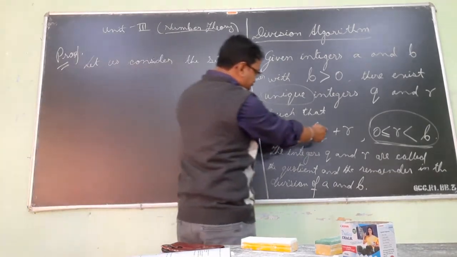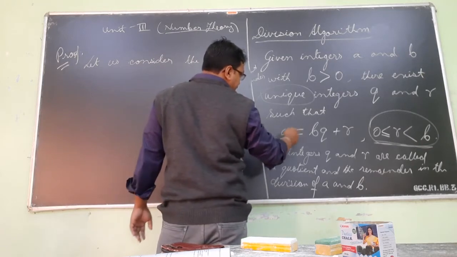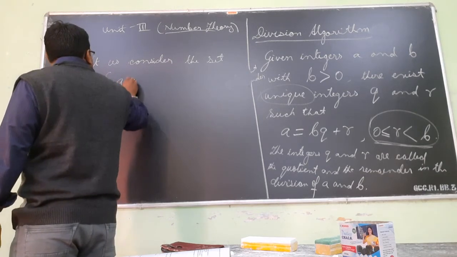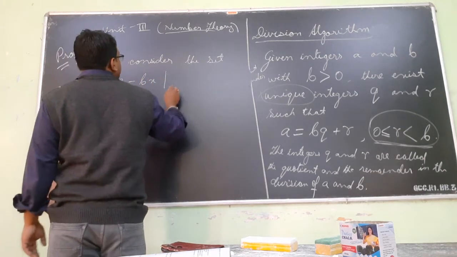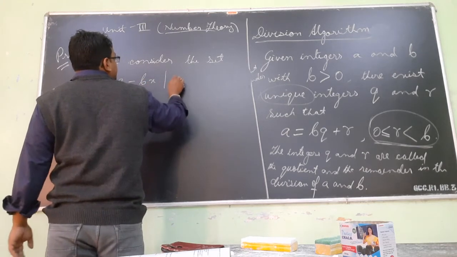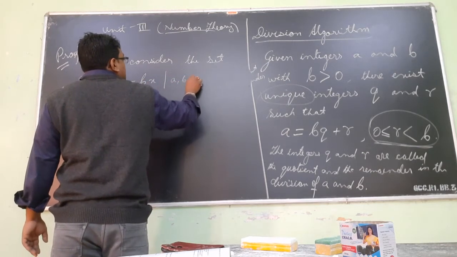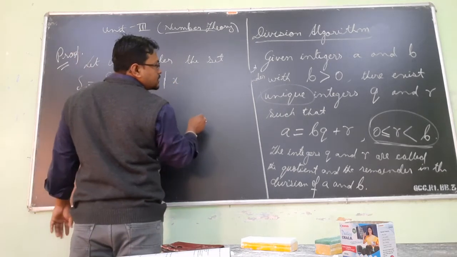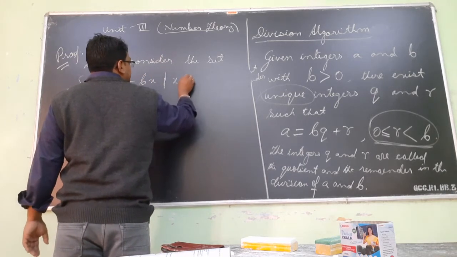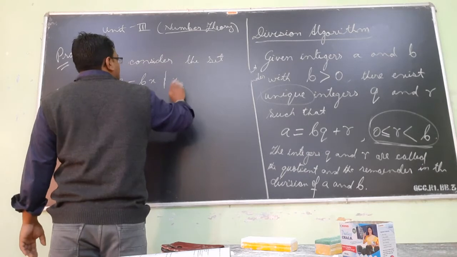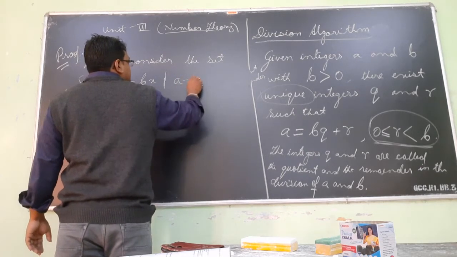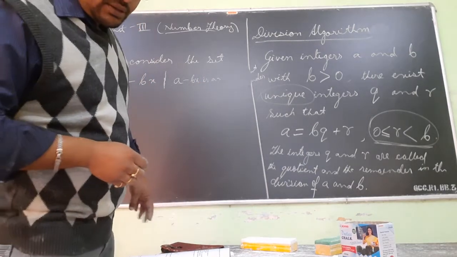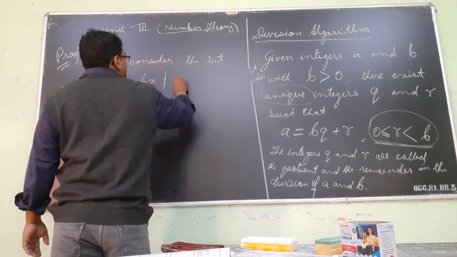So what we do is we take this bq to the other side and consider this set a minus bq. Consider the set S equal to a minus bx such that all these are integers, a, b, x. So that a minus bx is an integer, and x is an integer. X belongs to the integers.